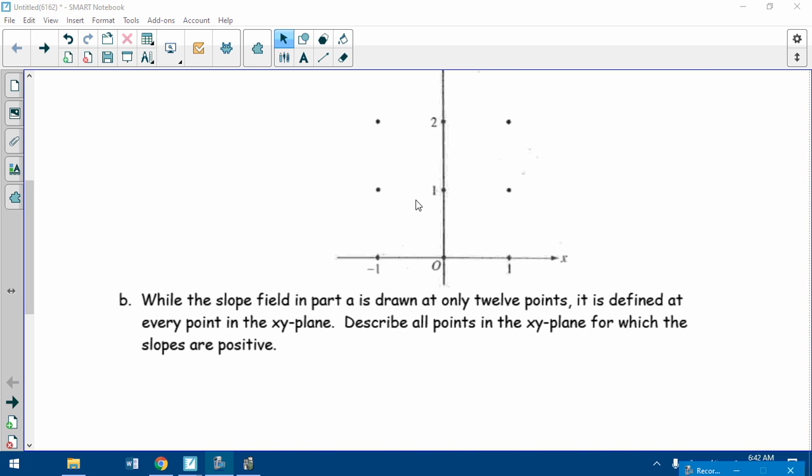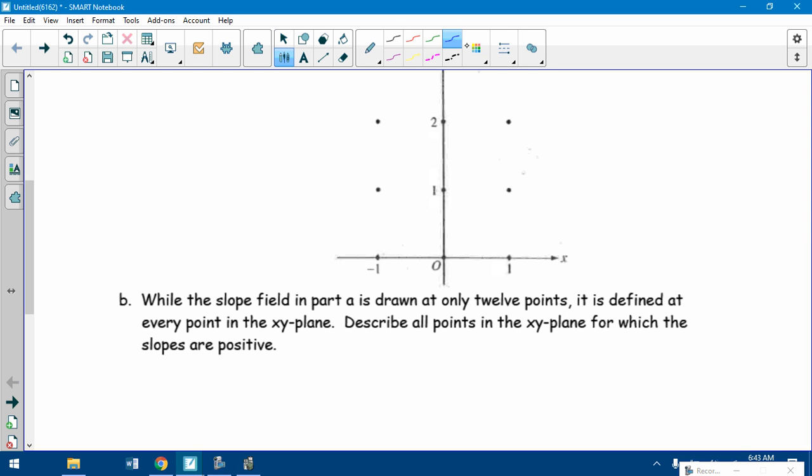Do the slope field. If you've looked at part B, while the slope field in part A is drawn at only 12 points, it is defined at every point in the XY plane. Describe all points, not just the ones on the graph, for which the slopes are positive.